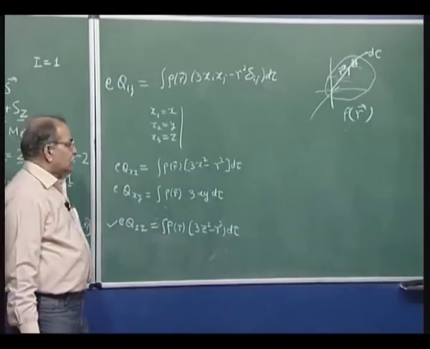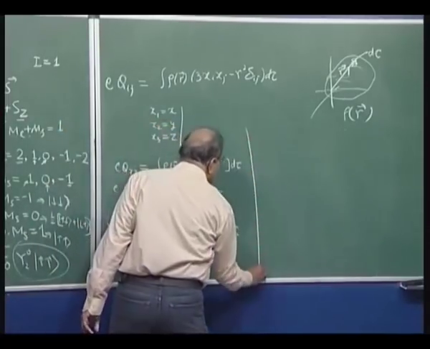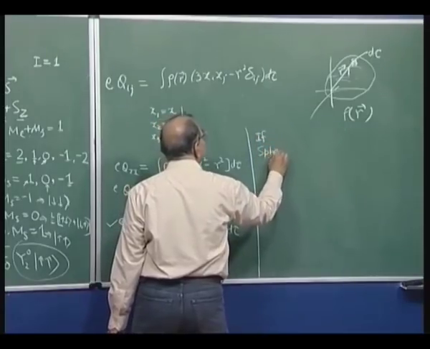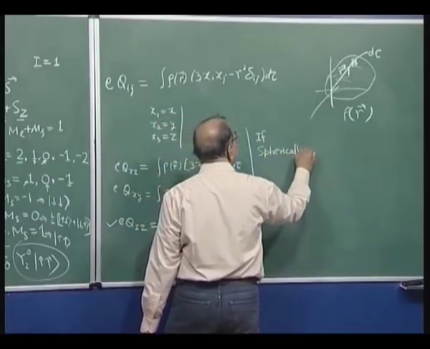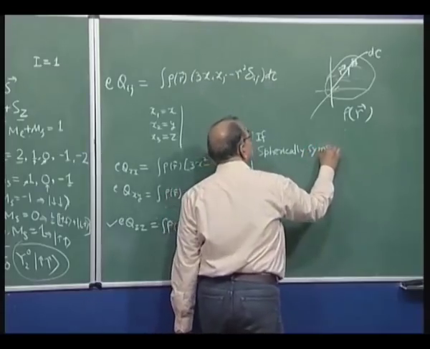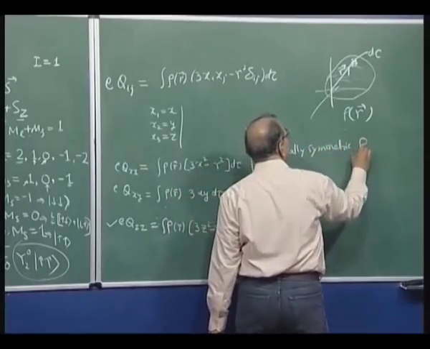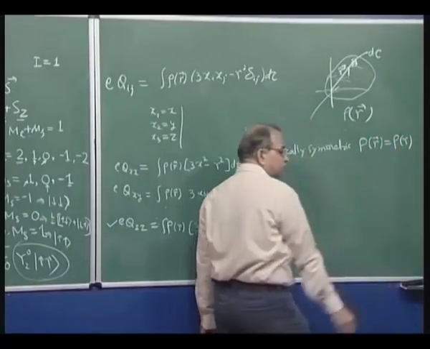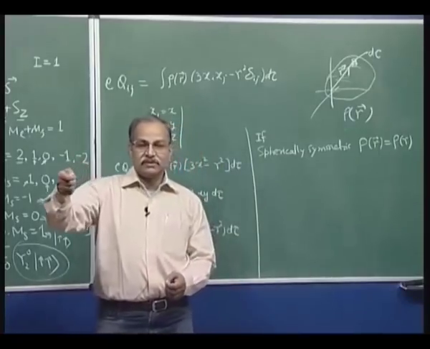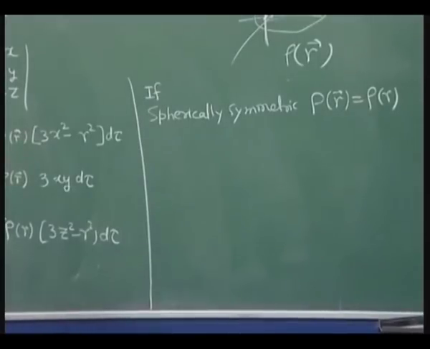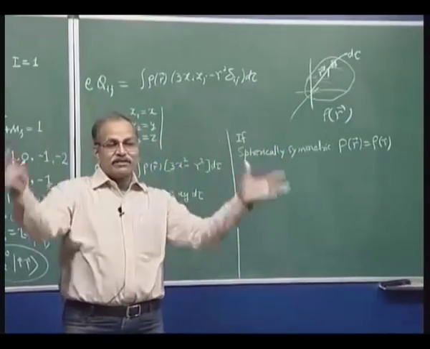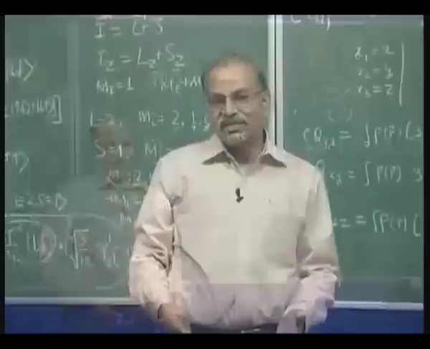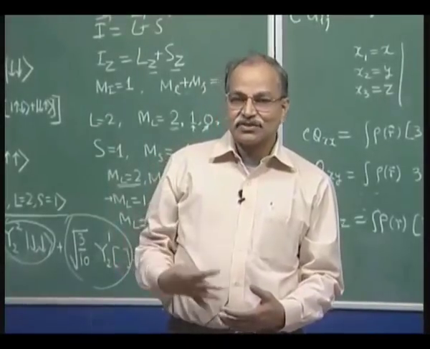Okay. Now, the first observation is, if the charge distribution is spherically symmetric, that means the charge density at position vector r is not a function of theta phi, it is only a function of r. Same distance you go in any direction, so you will construct a spherical surface, the charge density is the same everywhere on that spherical surface. We call it a spherically symmetric charge distribution.